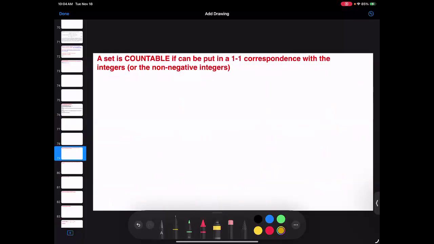Okay, how many of you have not seen the words countable and uncountable? Everybody has seen countable and uncountable. Okay, so countable means you have the same size as the integers. Uncountable is larger. Okay, so countable, same size as the natural numbers or the integers. Uncountable, it's larger.